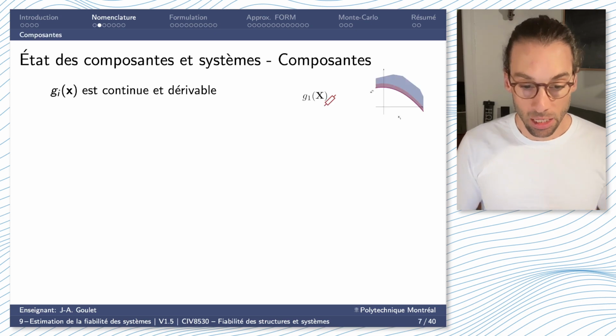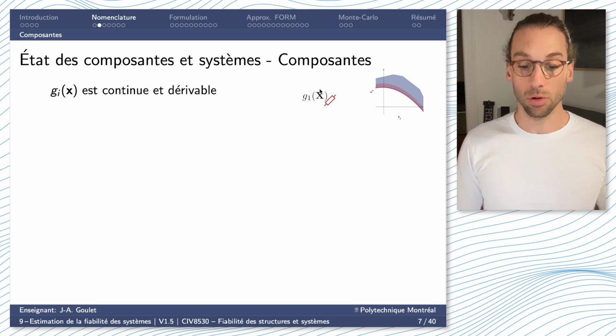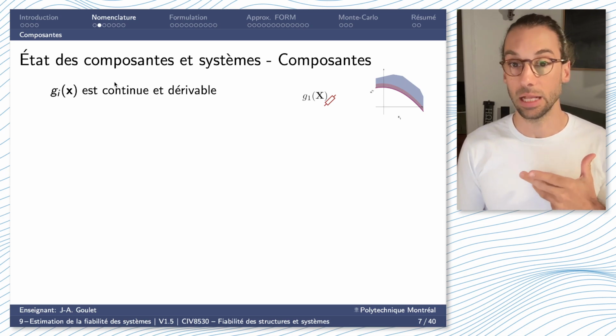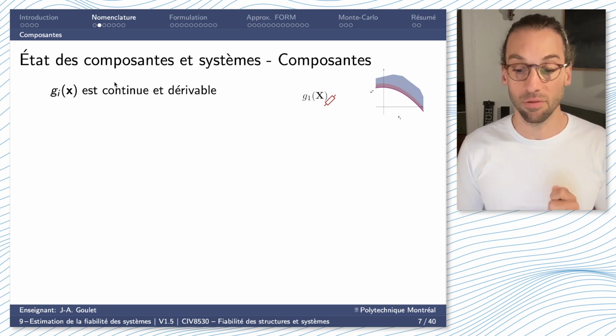So again, we saw that g of x1 is the limit state function for one single component. In order to be able to use FORM methods, or these analytical approximation methods to estimate the probability of failure, it must be continuous and differentiable.